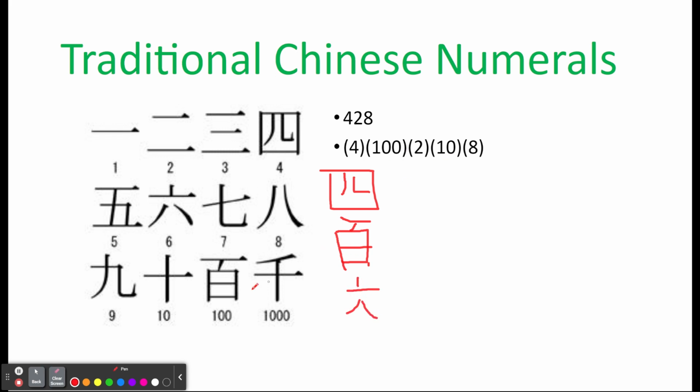And underneath that, we'd put the tens characters. That's this cross, which is kind of cool. And then underneath that, we put the 8 character, which is this guy right here. So this is how you would write the number 428 in Chinese. So this is 4 times 100 times 2 times 10 times 8.